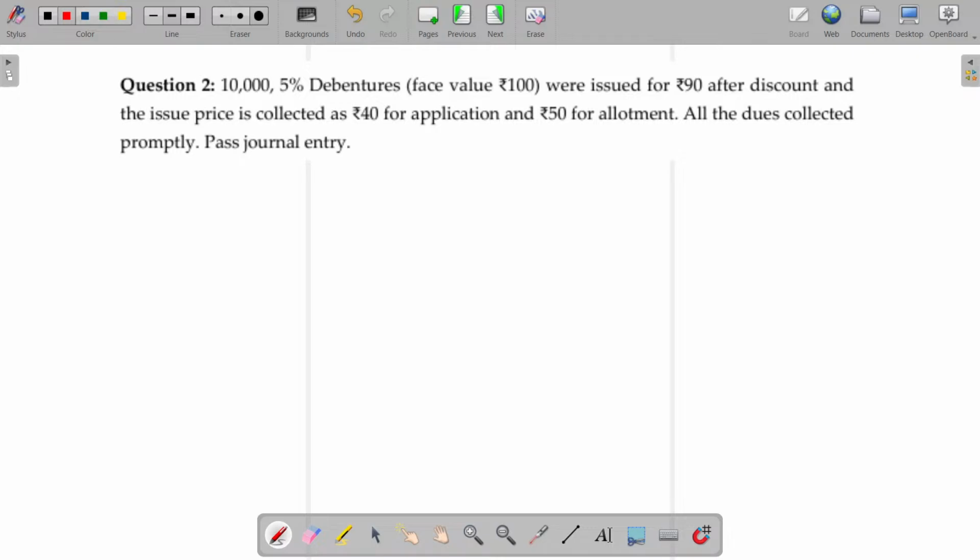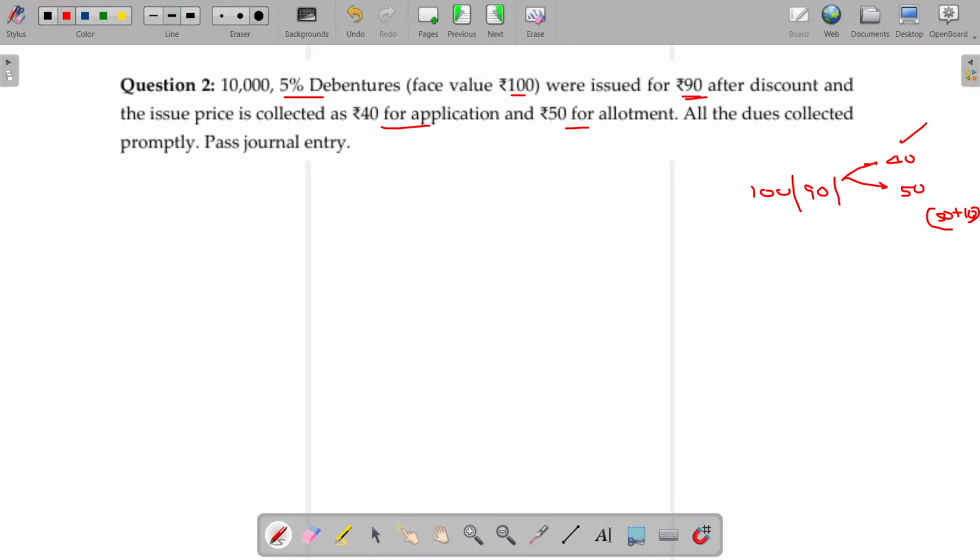In this illustration, 10,000 5% debentures, face value 100, issued for 90. 100 rupees debenture issued for 90. After discount, the issue price is collected 40 for application and 50 for allotment. If nothing is stated, securities premium or discount will be adjusted with the allotment only. Is that clear? 50 plus 10.